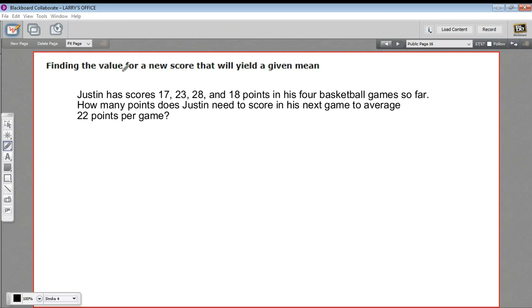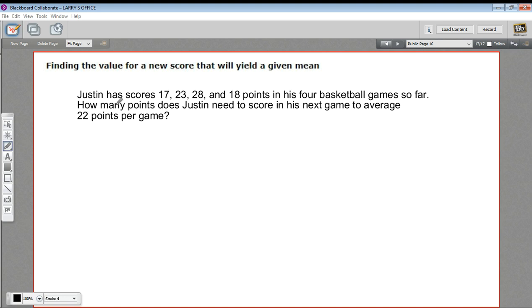In this problem, we need to find a score that's going to make a mean be what we want it to be. So we've got 4 points in this data set already. We need to figure out what's the fifth point in that data set that would make the average, or the mean, be 22. Let's read this problem first, and then I'll talk about how we might go about this.